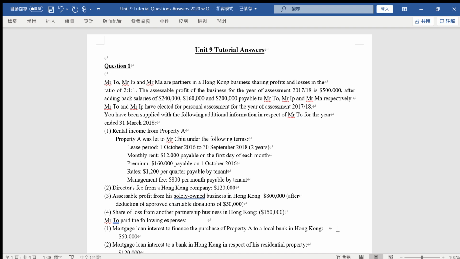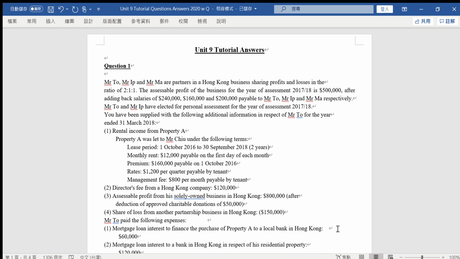And the assessable profit for this partnership company in 2017/18 is 500,000, after adding back the salaries of 240,000, 160,000 and 200,000 being paid to Mr. To, Yip, Ma respectively. That's why at the beginning of this question you are required to adjust and allocate the concerning profit or loss to each of the partners.